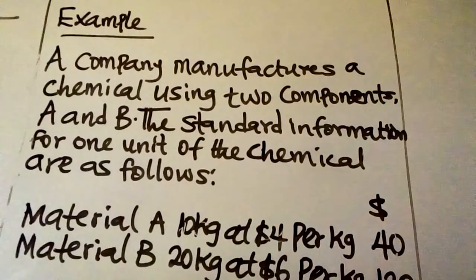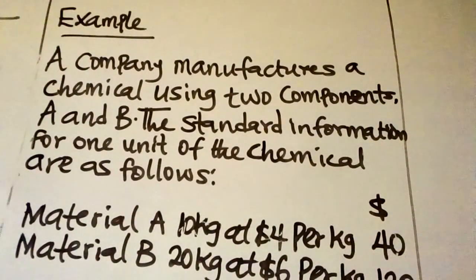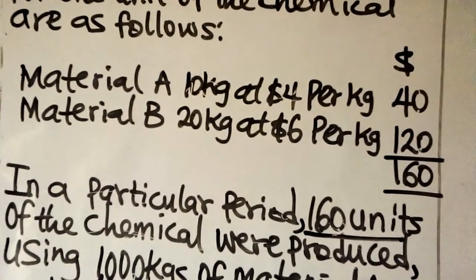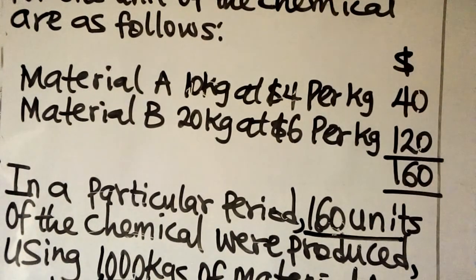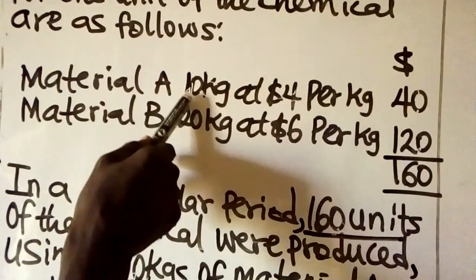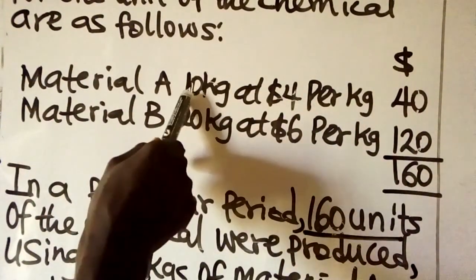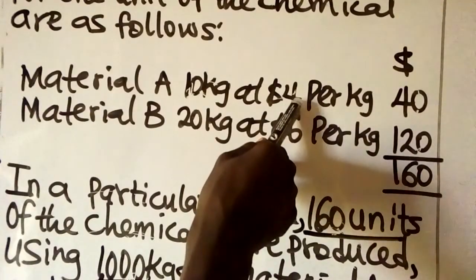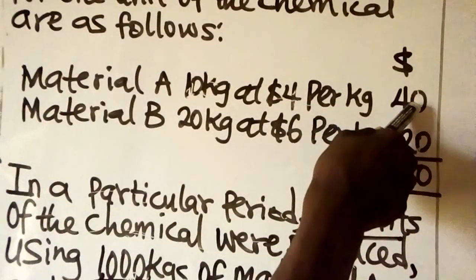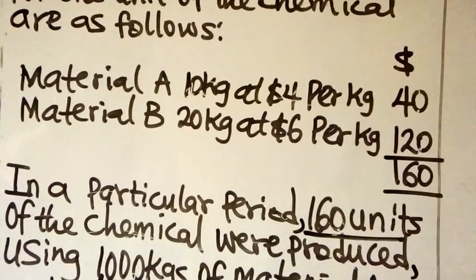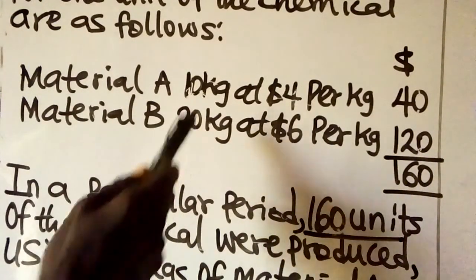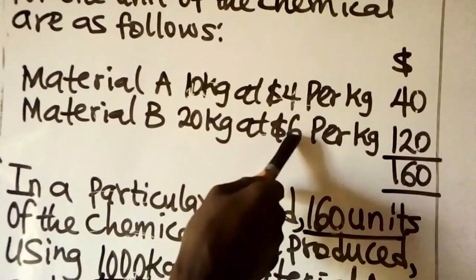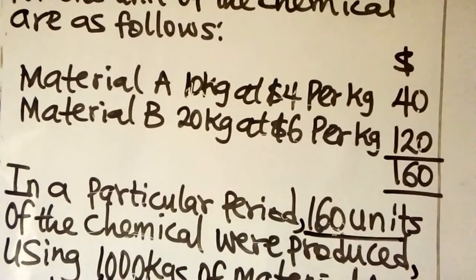Material A: 10 kg at $4 per kg. The standard quantity is 10 kg, the standard price is $4 per kg, and the standard cost per unit is $40. Material B: 20 kg at $6 per kg, giving $120. The total standard cost is $160 per unit.